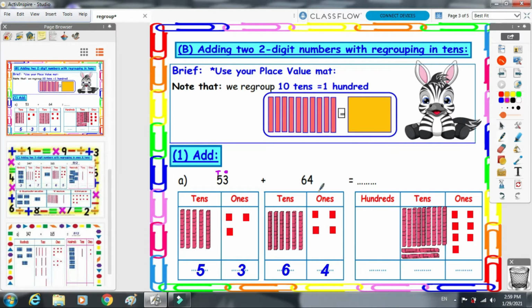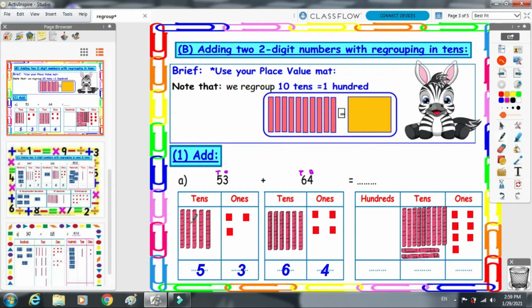And second addend is 64. I have here 4 ones and 6 tens. So I will represent the 4 ones by drawing 4 small squares, and I will represent the 6 tens by drawing 6 bars. Then we will start addition from ones, so I will add the ones digits together. I have here 1, 2, 3, 4, 5, 6, and 7. So I will draw 7 small squares in the ones place.